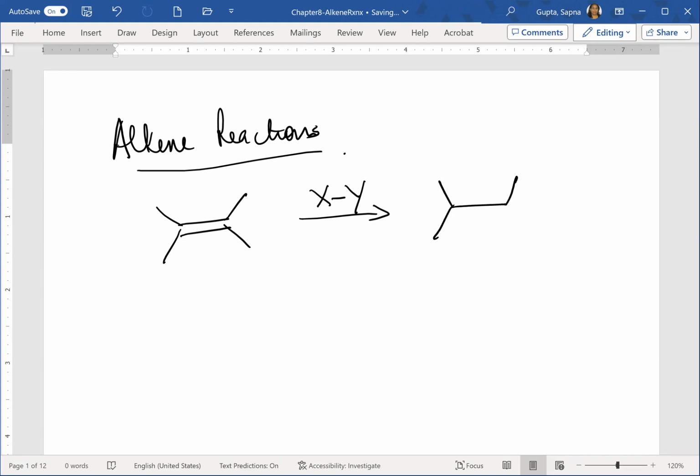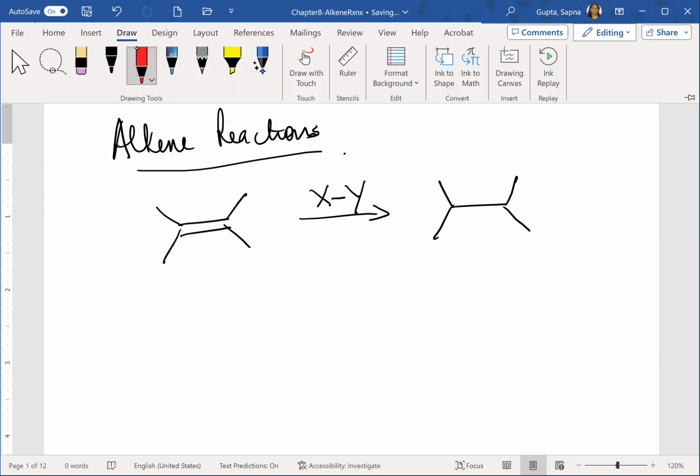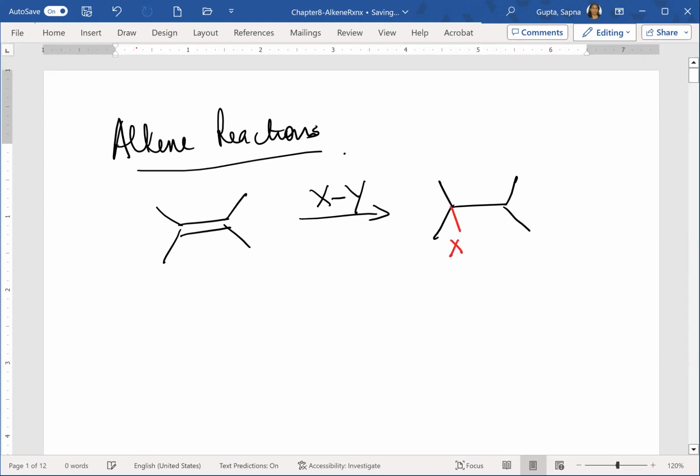So what happens in this case is when you add something, it's going to add in a 1-2 addition. When we were doing the elimination, I mentioned to you that we do a 1-2 or an alpha beta elimination. So now when we're doing the addition, it is the same thing. Okay, it's a 1-2 addition because the double bond is on 2 carbons. Okay, and so you're going to add on both the carbons, not just 1 carbon. So we'll start with the first reaction that I want to talk about, which is hydrohalogenation.